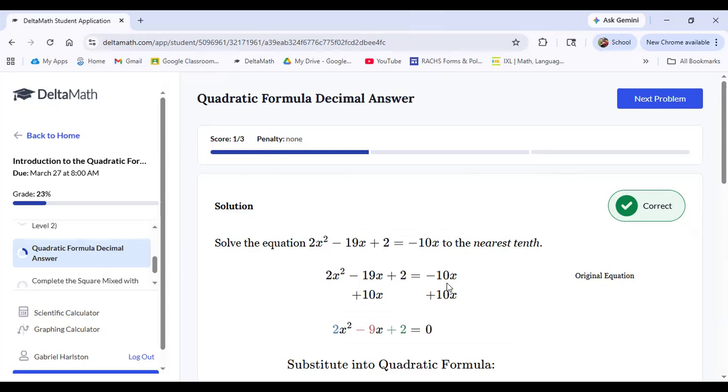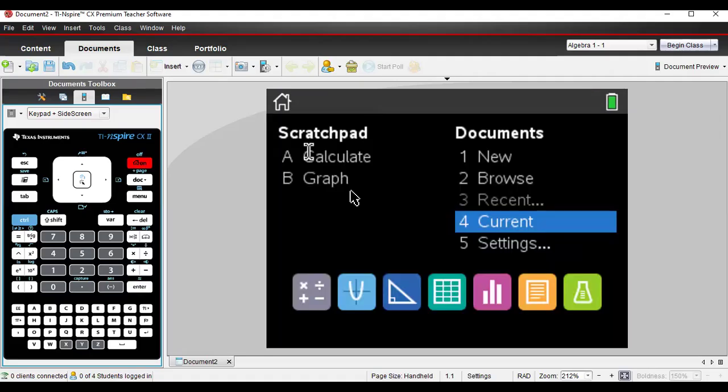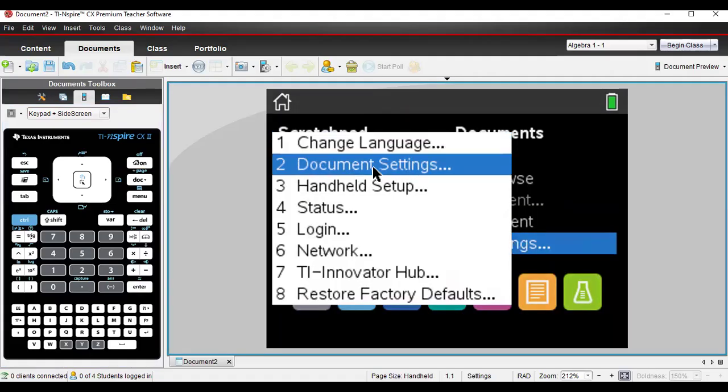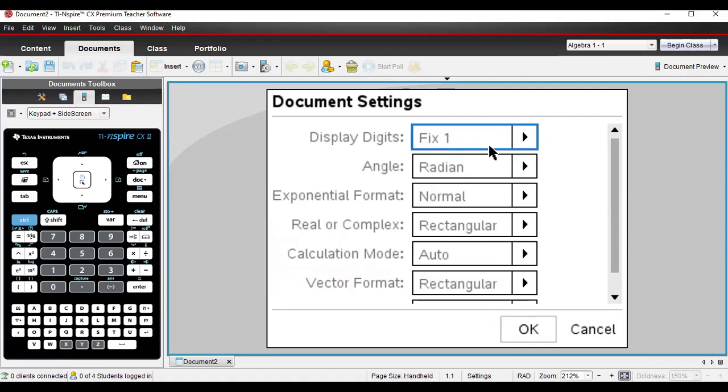All right. So once we know that it's irrational, and we know that it's asking us to round that irrational number, we just go to our settings. Let me go back and do that again. You're just going to go to your home screen, go to the settings, go to the document settings, and change this to whatever you need. In this case, we're rounding to the nearest tenth, so I changed it to fix 1. If we were rounding to the nearest hundredth, this would be fix 2. If we were asked to round to the thousandth, it would be fix 3.